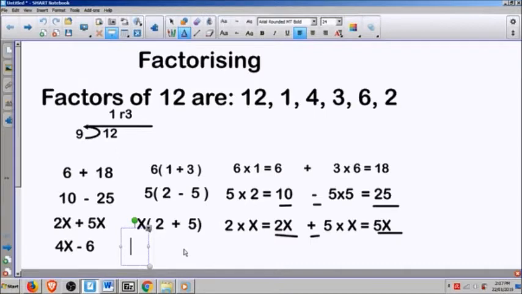Is there a number that goes into 4 and also 6? Correct. There is a number that goes into 4 and 6, and that's 2. So 2 is going to go outside our bracket. Now, how many 2s in 4x? Well, 2 times what makes 4x? 2x. Okay, cool. So 2 bracket 2x, take away, how many 2s are in 6? 3. Fabulous.